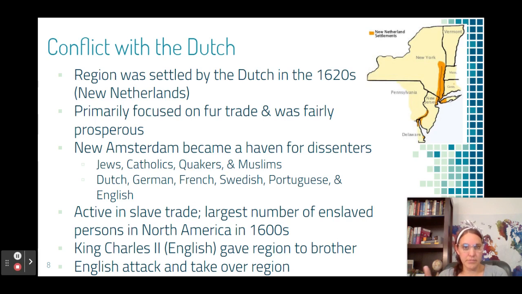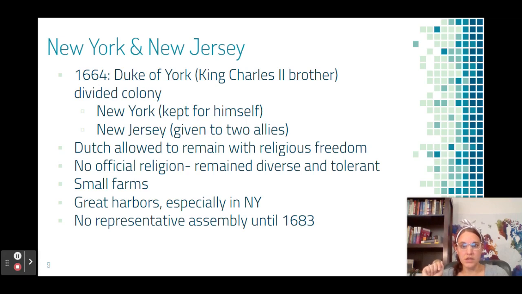But in the middle of the 1600s, King Charles II gave the region to his brother, and the English came, and it was a pretty easy transfer of power from the Dutch to the English. The Dutch didn't put up too much of a fight because they had colonies elsewhere that they deemed more profitable. So in 1664, the Duke of York, who was King Charles's brother, divided the colony into two parts. He kept New York for himself and then gave New Jersey to two separate allies, which is why on that first map you saw East Jersey and West Jersey.